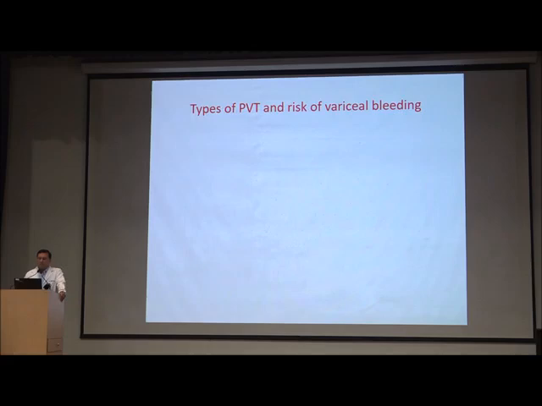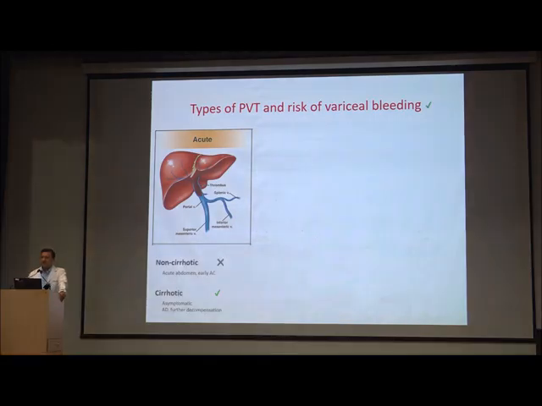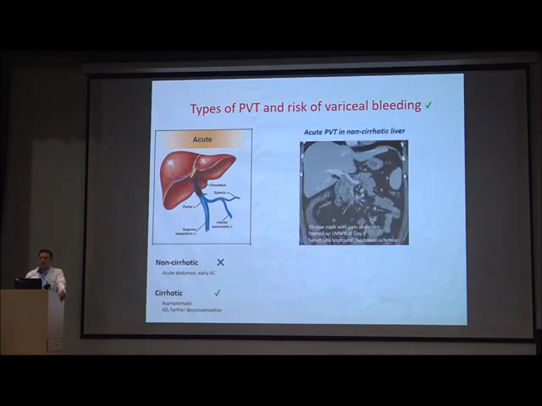Portal vein thrombosis may be acute, chronic, or tumor related. The type of portal vein thrombosis carries a variable risk of variceal bleeding, depending on the severity of liver disease and the duration of thrombosis. The risk of variceal bleeding is mainly localized to patients with cirrhosis with pre-existing portal hypertension and pre-existing varices. Patients with acute PVT in a non-cirrhotic liver are mostly symptomatic.